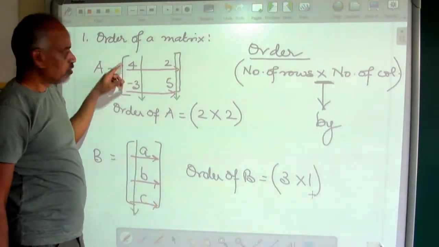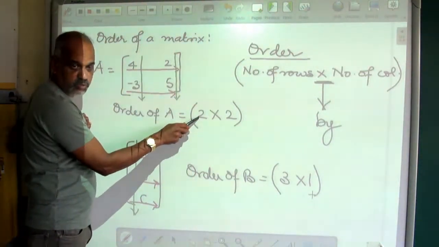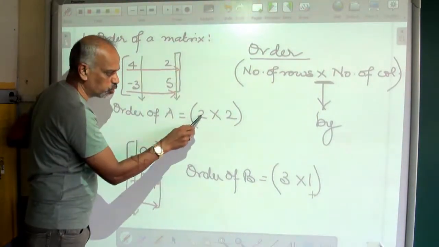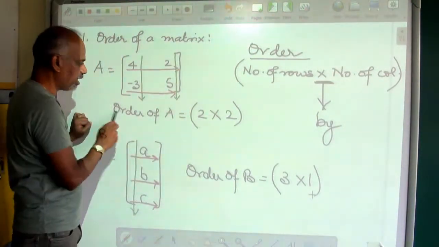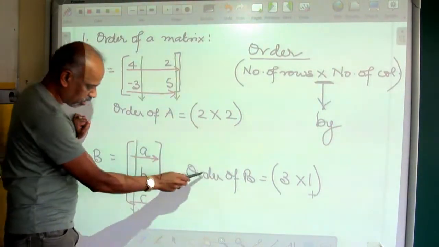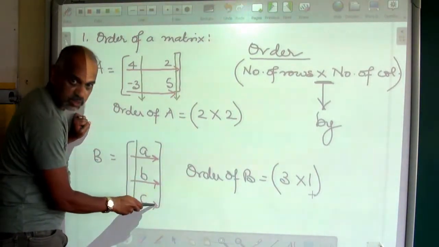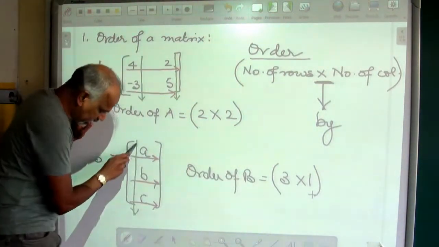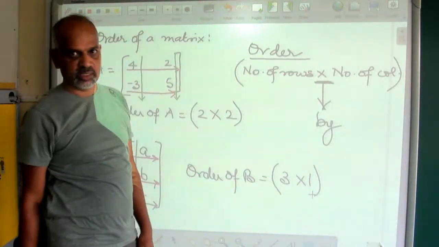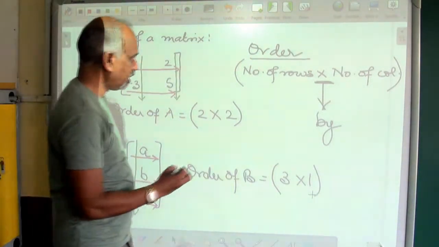So the first one, 4 elements were there. First row, second row, so 2 rows. First column, second column, it has 2 columns. So it's a 2 by 2 matrix. Matrix A has order 2 by 2. And matrix B has order 3 rows were there. The red ones are the rows. Okay, 3 rows by, it has only 1 column. Okay, so it's a 3 by 1 matrix. So this is finding the order of a matrix.